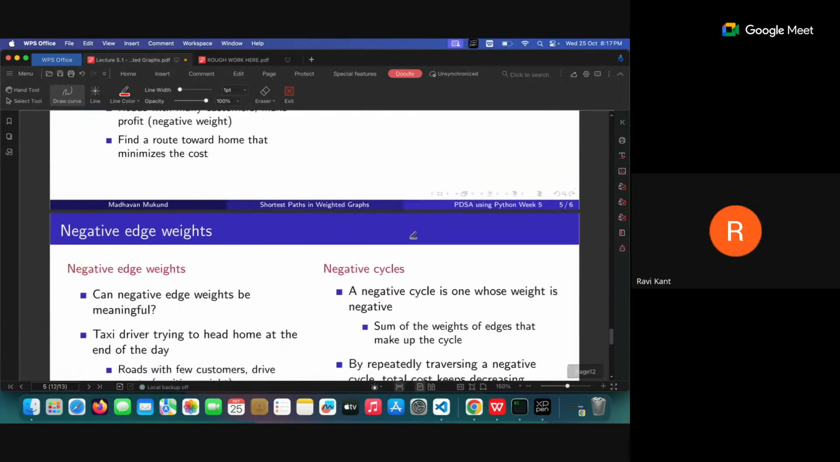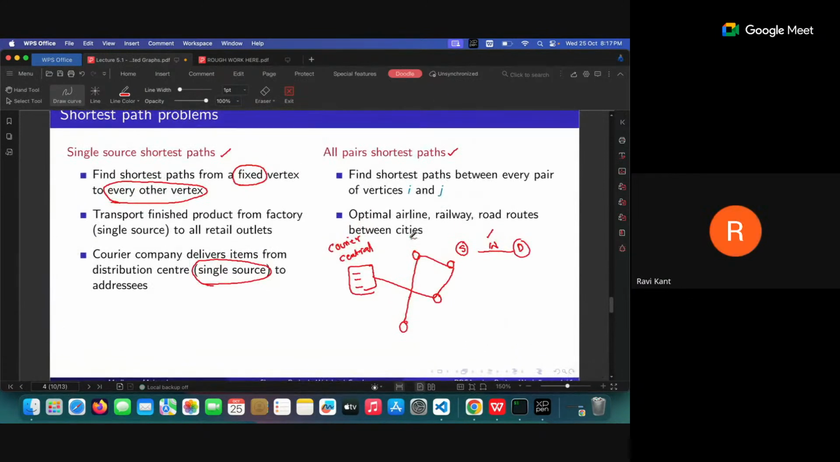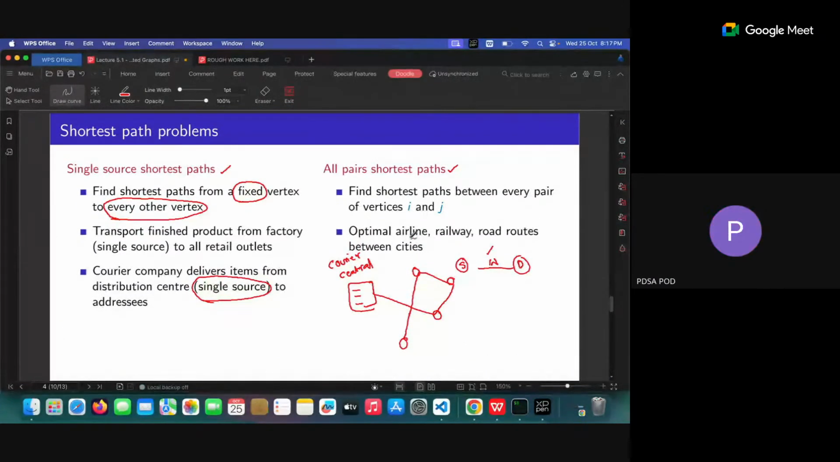Yeah, sir. Tell me. What is the difference between single source and all pair shortest path? Multiple, or all pair, means finding the shortest path in every pair.